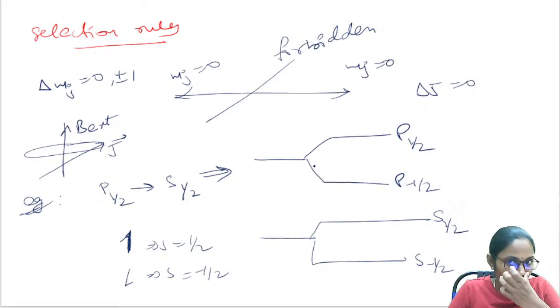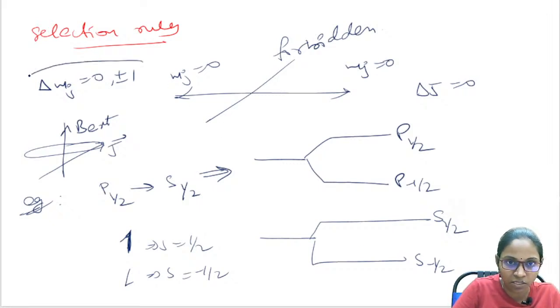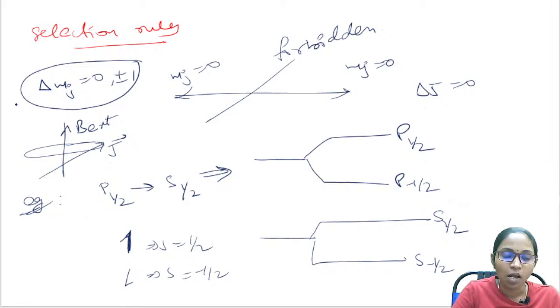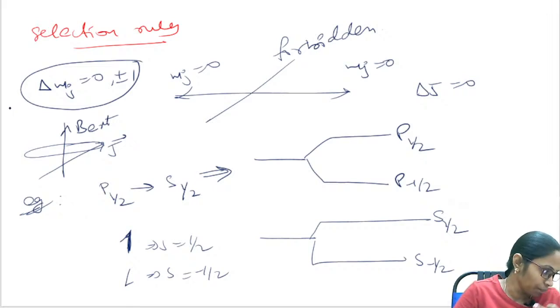And you just find out the number of transitions for this, delta mj equals 0, plus or minus 1 value. Selection rules. Okay, you just find out this transition and give me the answer.